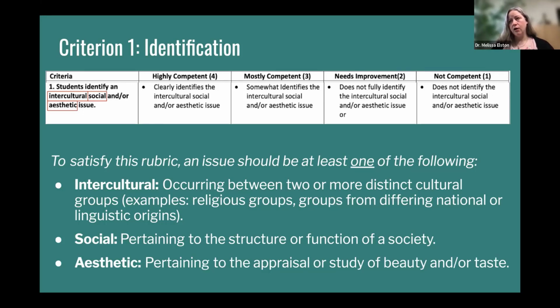Those of you who are touching on the arts in your classes may find yourselves gravitating toward the aesthetic. Others of us, that may not play as prominent a role in what we teach. So the intercultural or the social would make more sense, but it needs to touch on one of those things. Does anybody have any questions about that?